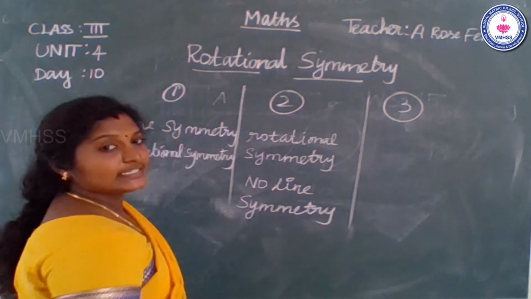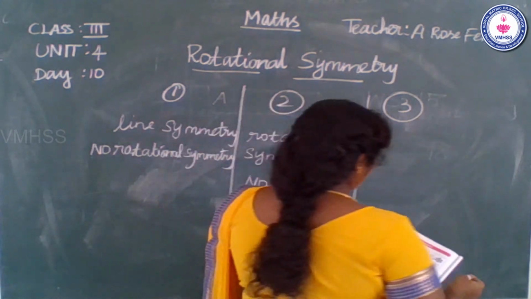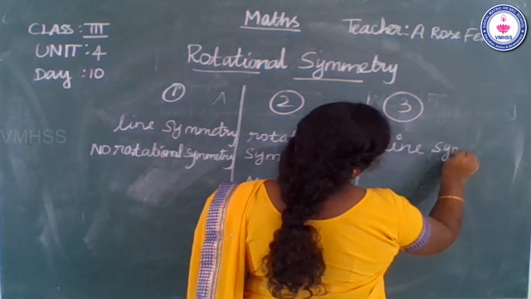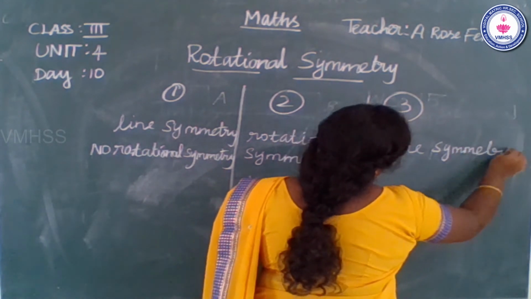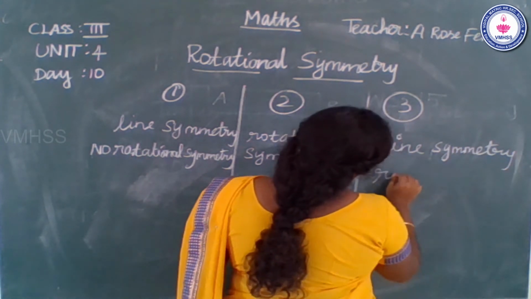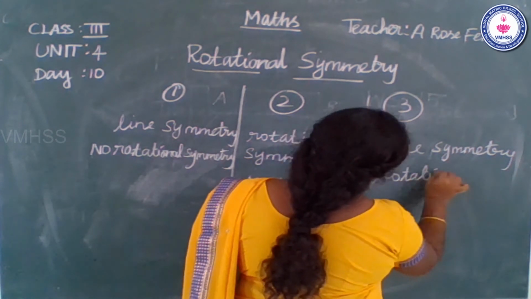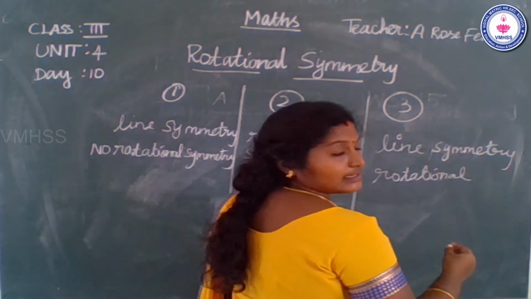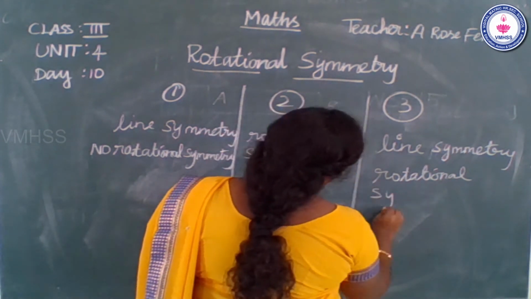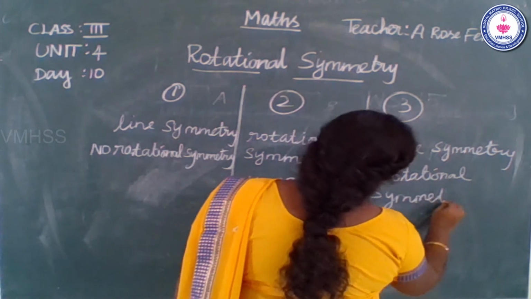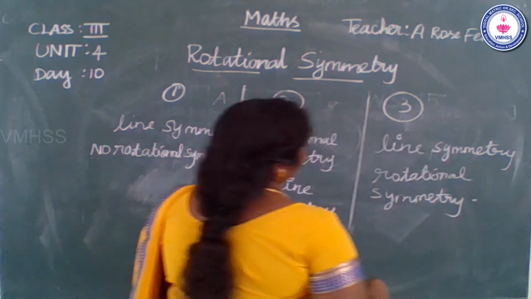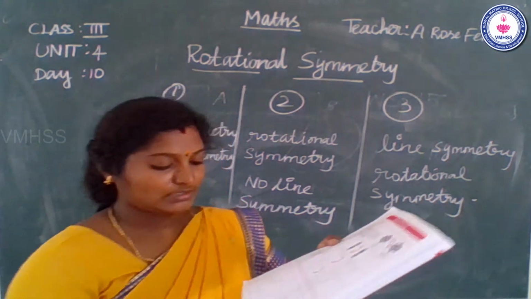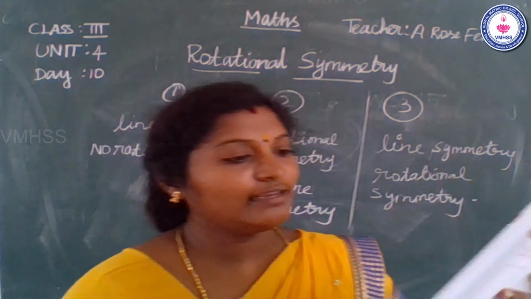Okay, ma? Do you understand? So last picture, so this is line symmetry and rotational symmetry also. And this is rotational symmetry. Okay? Students, you understand? So, take the page number 19.